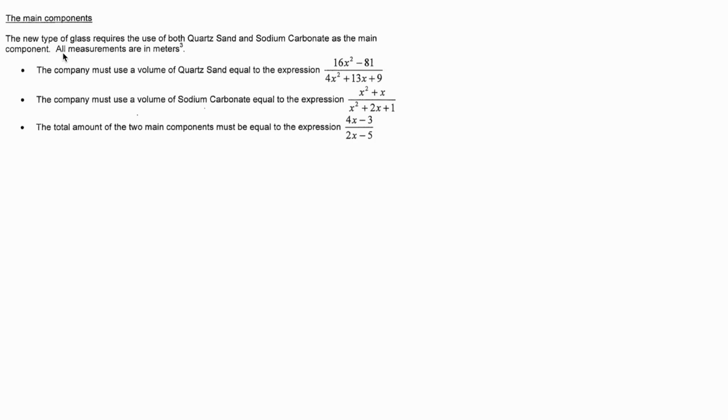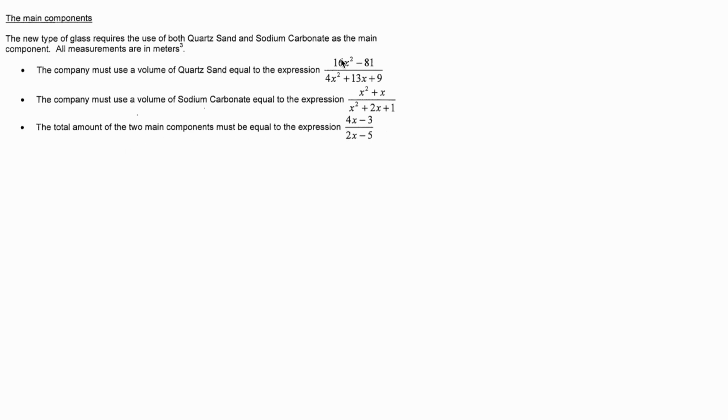The new type of glass requires the use of both quartz sand and sodium carbonate as the main components. All measures are in meters cubed. The company must use a volume of quartz sand equal to this expression. The company must use a volume of sodium carbonate equal to this expression. And the total amount of the two components must equal this.